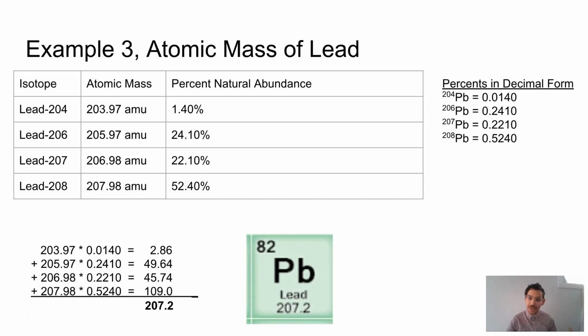And if we look at lead on the periodic table, well, that is correct. 207.2 is the average atomic mass that we would expect. So that worked out super hot sauce. I hope you came up with that answer as well.